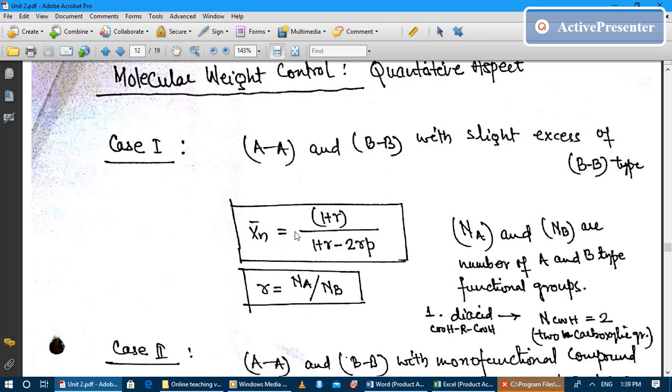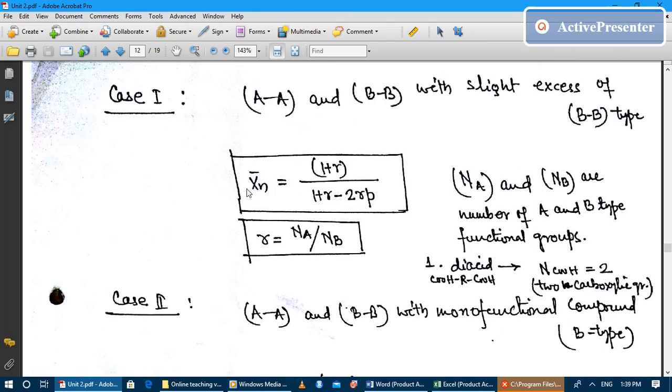Okay. So in this case the number average degree of polymerization will be equal to (1 + R) over (1 + R - 2Rp). This is the formula given, where R is the ratio of Na over Nb and p is the conversion that you know. Now what is Na and what is Nb? Na and Nb are the numbers of A and B type functional groups.